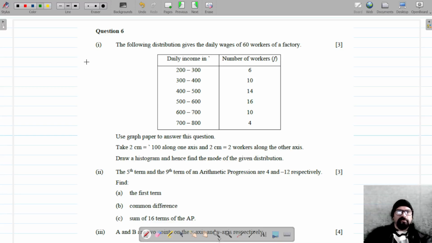For question number 6, given is the distribution table and gives the daily wages of 16 workers of a factory. We have to use a graph paper, take 2 centimeters as the scale, which gives 100, which is equal to rupees 100. So daily income is in rupees, at 2 centimeters is equal to rupees 100 and 2 centimeters is equal to 2 workers along the other axis. We have to draw a histogram and hence find the mode of the given distribution.